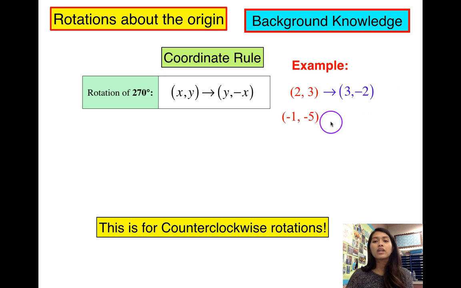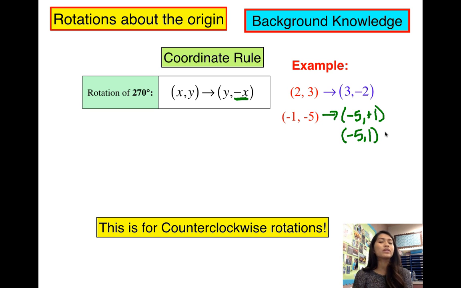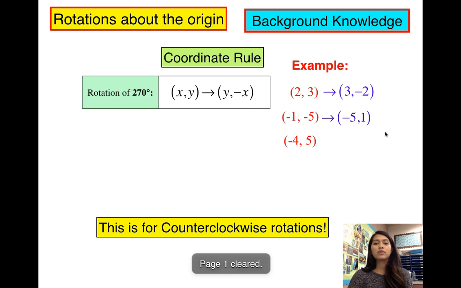Let's try some more. So again, first we're going to have to switch the ordered pairs. So I'm going to end up with -5, -1, but I'm going to have to take the opposite of the new y value, so that's going to make it a +1. So of course I would want you to rewrite this as -5, 1. I would want you to put a +1 in front, a plus symbol. Okay, so now another example.